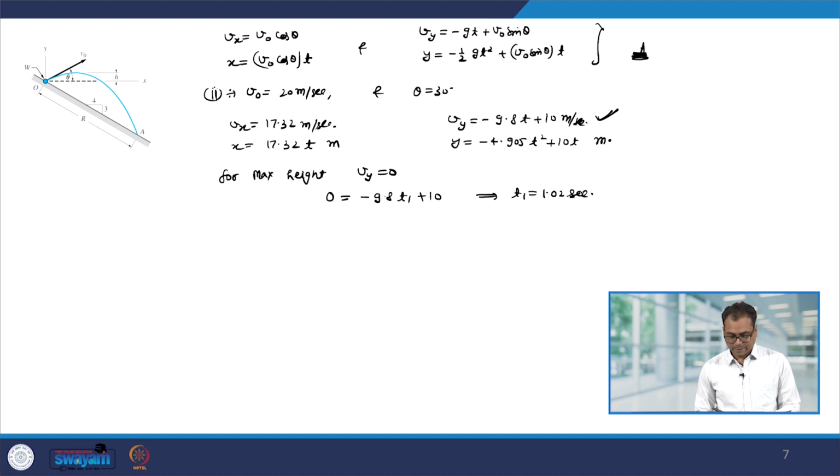Now, to find out the maximum height y max, let us use that equation because now t is known. So, y max becomes minus 4.905 into 1.02 square plus 10 into 1.02, and that gives you 5.09 meter.